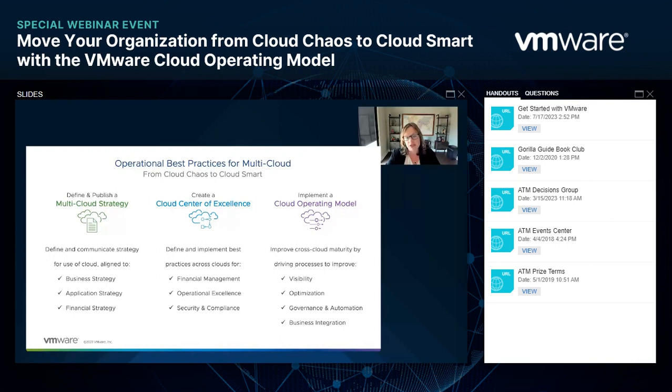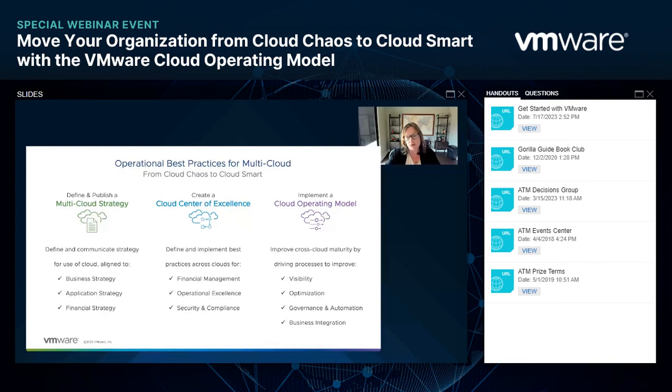And then the multi-cloud strategy will be taken by your cloud center of excellence, and some organizations call it something different, but ultimately there should be a team who is responsible for the implementation of that strategy, for making sure that governance and policy and cost management is consistent across your different environments.